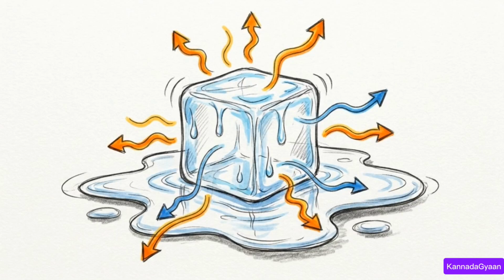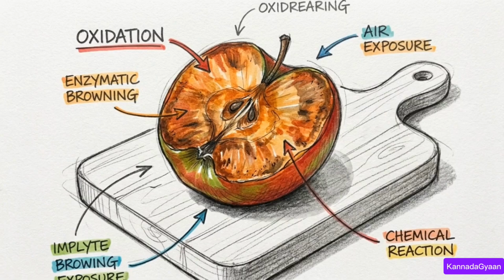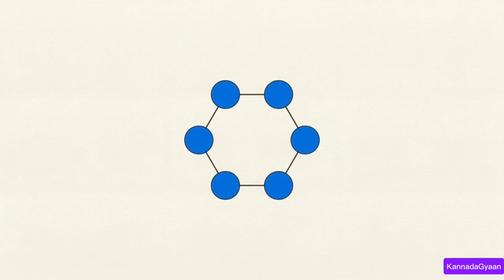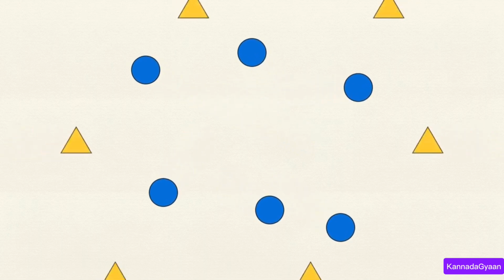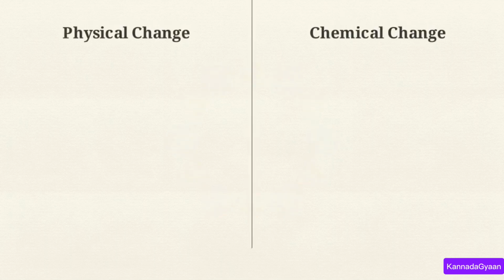If you take an ice cube and let it melt into a puddle, you can always freeze it back. But if you leave a glass of milk out overnight and it sours, or if you bite into an apple and watch the flesh turn brown, there is no going back. In these irreversible scenarios, the original materials are actively dismantling themselves. Existing molecular bonds break apart, and the atoms recombine to form a distinct new substance.